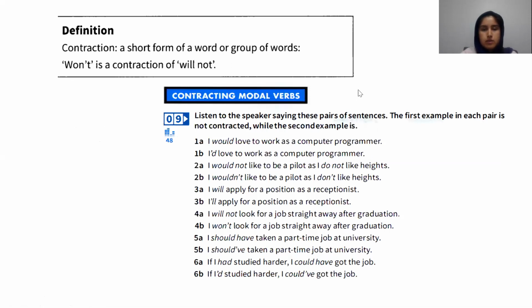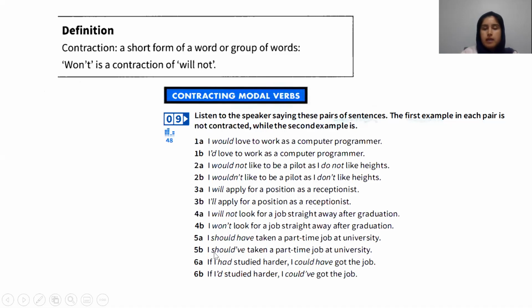Just a moment. So first, the contraction of modal verbs. For this one, it says, listen to the speaker saying these pairs of sentences. The first example in each pair is not contracted, while the second example is. So you can listen to this at home, but it helps you to sound much more natural if you use the contraction words. The contraction is a short form of a word or a group of words. For example, won't is the contraction of will not.